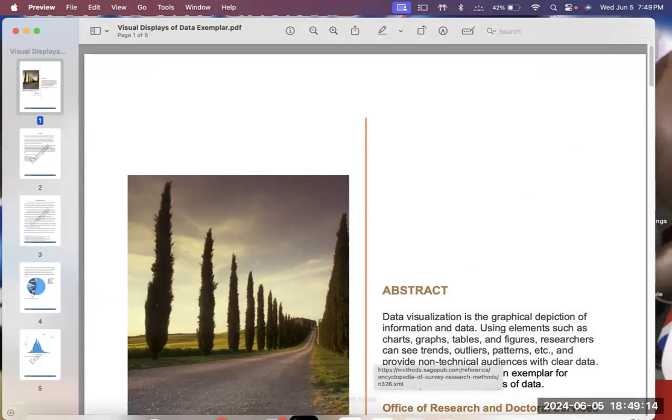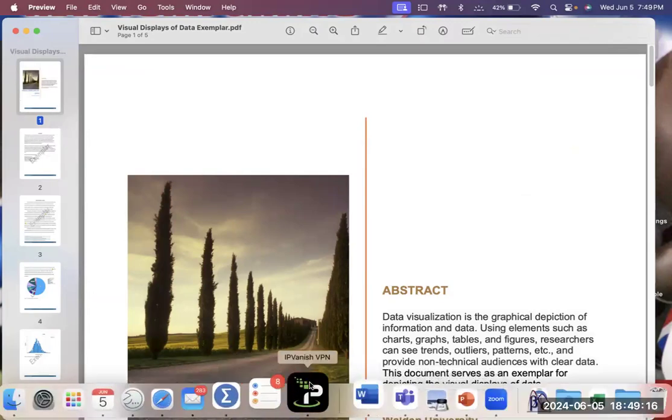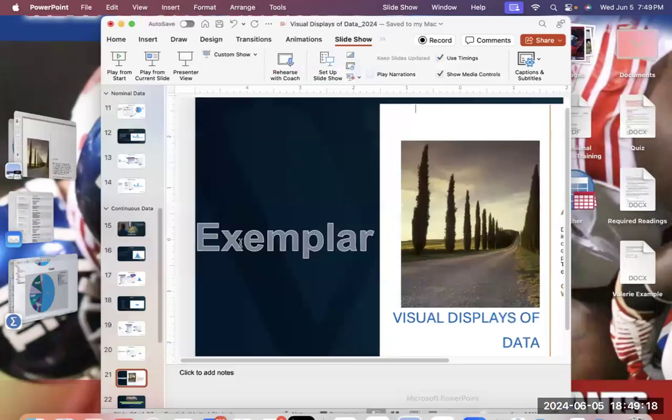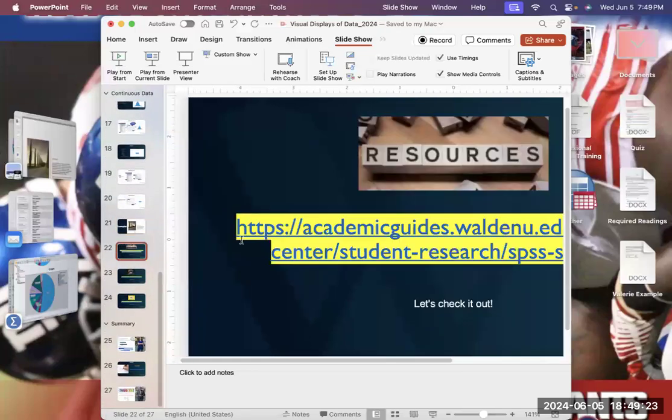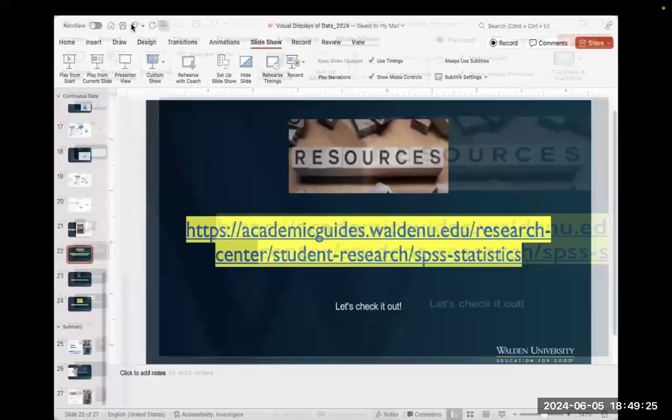Now, having said that, everyone's anxious. Where did I get this? Where do I get that? Now, you're going to have the exemplar, okay? Now, resources.